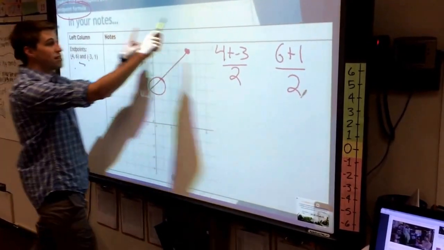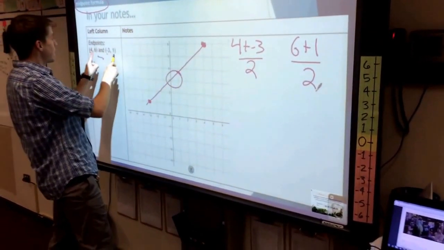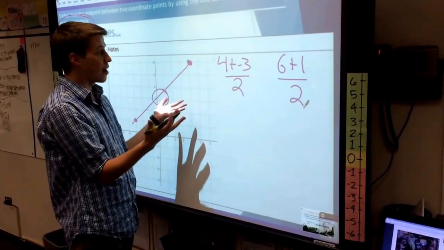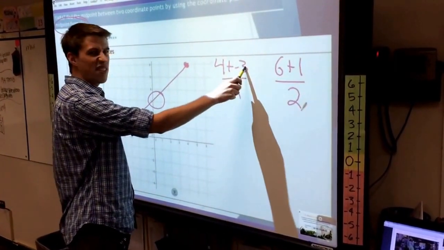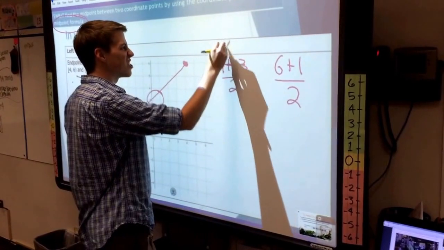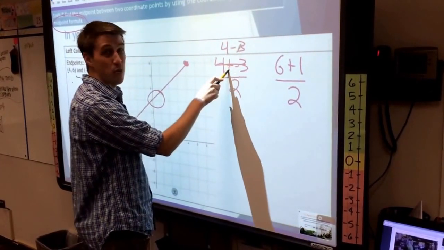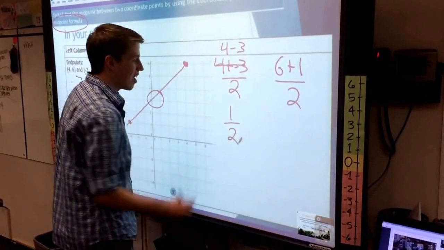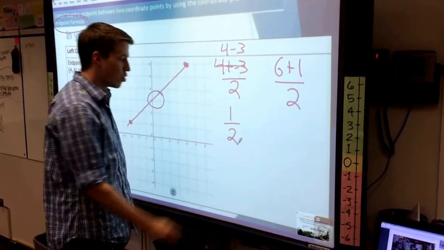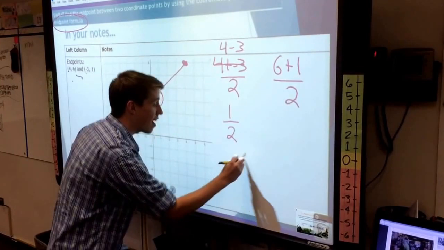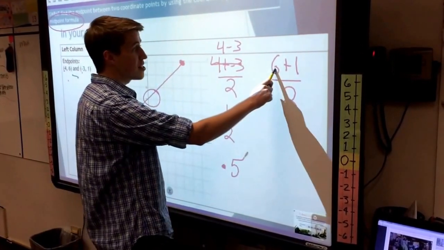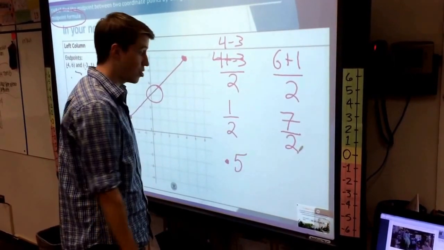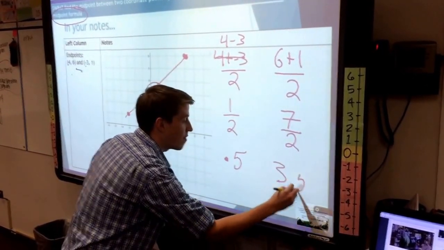I took my x's, I'm adding them together. I'm taking my y's, I'm adding those together. Now we just got to simplify. 4 plus -3 is the same as just 4 minus 3. The negative sign wins there. 4 minus 3 is 1. And then I see it's 1 divided by 2, which as a decimal will give us 0.5. Over here I see 6 plus 1 is 7. Divided by 2 will give us 3.5.